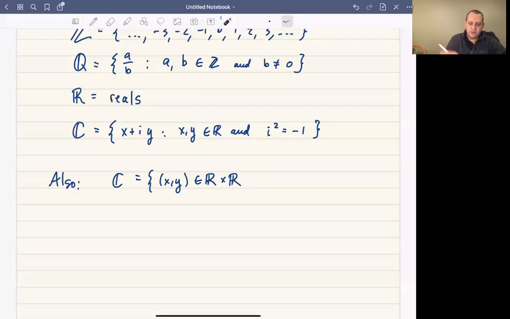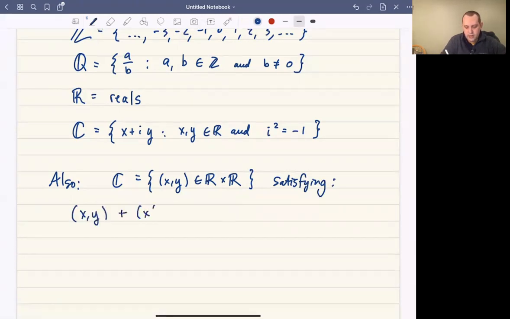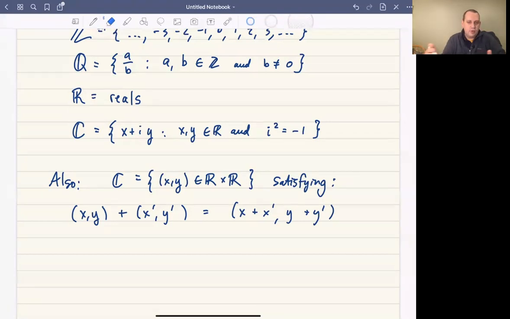Okay, so that's called a Cartesian product. But you can think of the complex numbers as pairs of real numbers, x and y, satisfying two kind of strange operations. Well, the first one's not that strange, but if you were to have two complex numbers, say (x, y) and (x prime, y prime), what you would do is just add them component-wise. So you get x plus x prime and y plus y prime. Okay, so you would just add the components, that would be it.